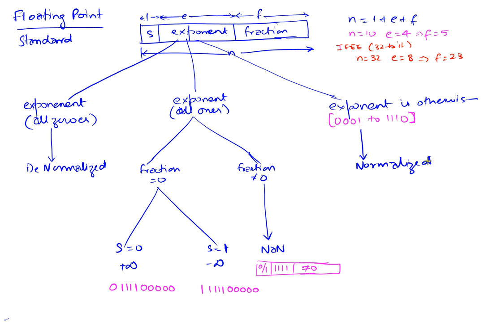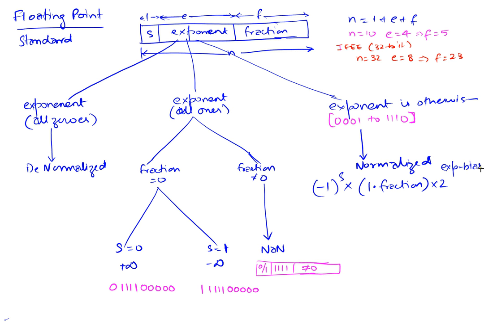Now, the simple answer as to how you interpret these is as follows. If it is a normalized number, we represent it as minus 1 to the power of s, which means it could be a positive or negative number: minus 1 to the power of 0, in which case it's a positive number, or minus 1 to the power of 1, in which case it'll be a negative number, times 1 dot fraction, times 2 to the power of the exponent, which I'll write in short as exp, minus a bias.